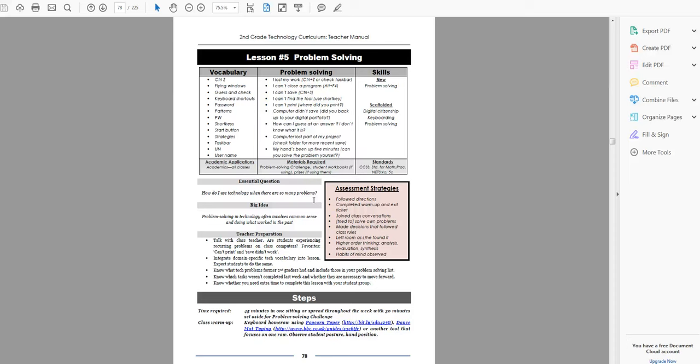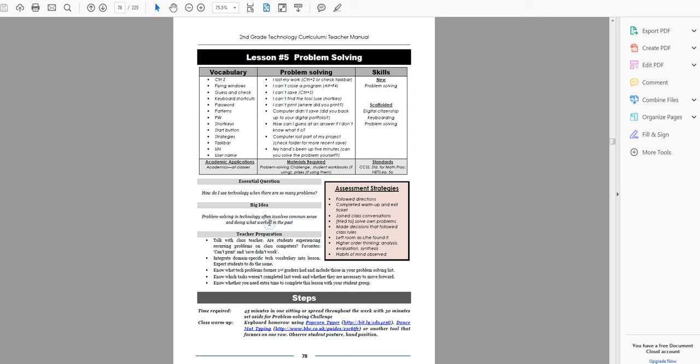By the end of 5th grade, they're going to know the solutions to about 20 to 25 problems that solve probably 60 to 70% of the problems they'll run into with technology. So you're going to help them with that. Problem solving in technology often involves common sense and doing what worked in the past. So you're going to give them strategies.